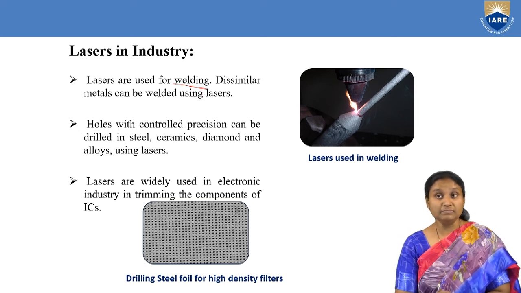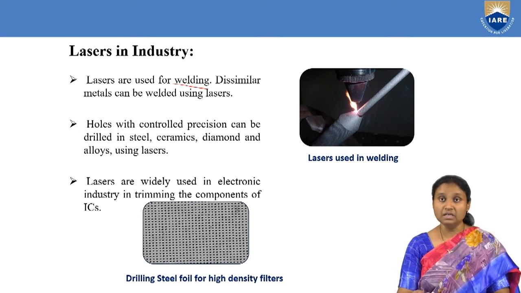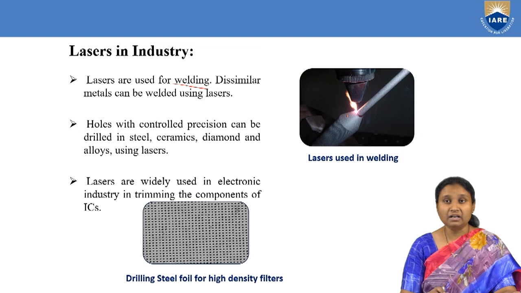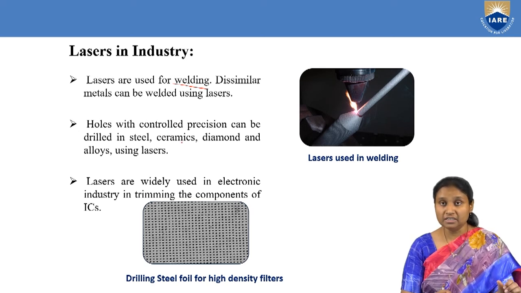We can weld dissimilar metals. So as you can see in the figure, we can weld dissimilar metals using laser light, and also we can drill hard metals like diamond using lasers, and also brittle materials can be drilled safely using laser light. So holes with controlled precision. If you want to make holes of particular diameter in brittle materials like ceramics, you can go for this laser light. Even we can drill holes in steel and alloys using lasers.